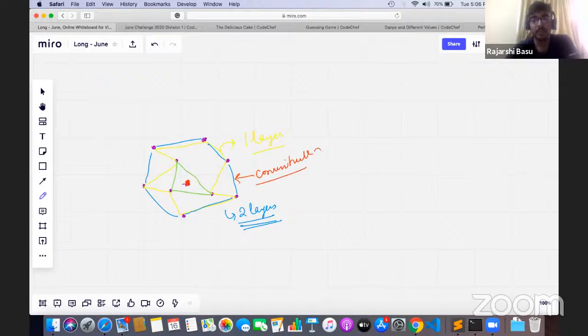This convex hull you can find in order n log n if there are n points. There are a variety of algorithms for this. But yeah, so this you can do. Now what about the rest of the points?